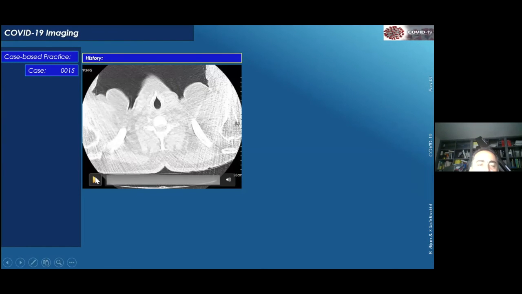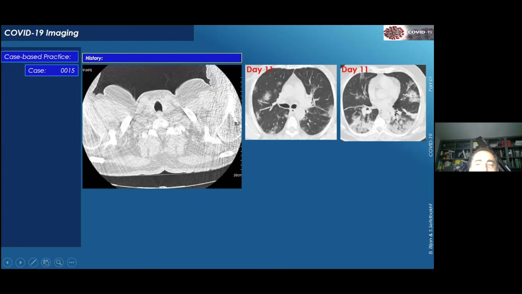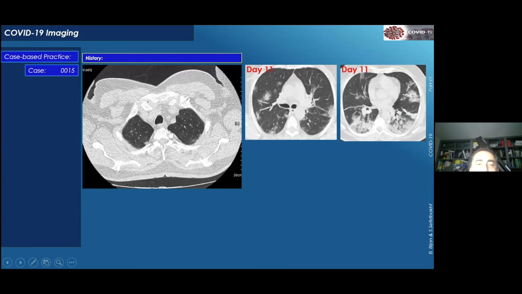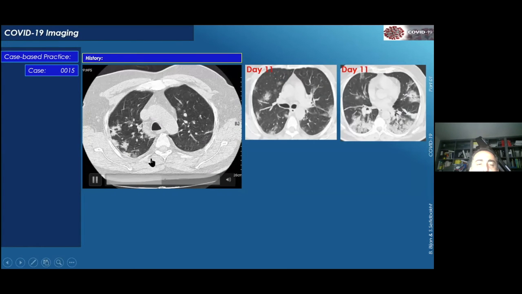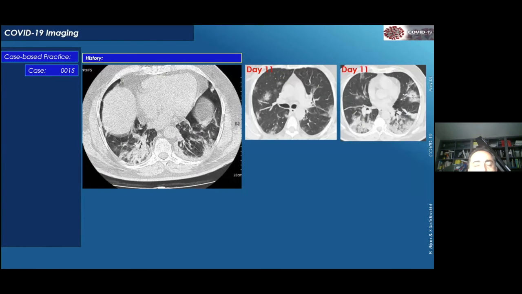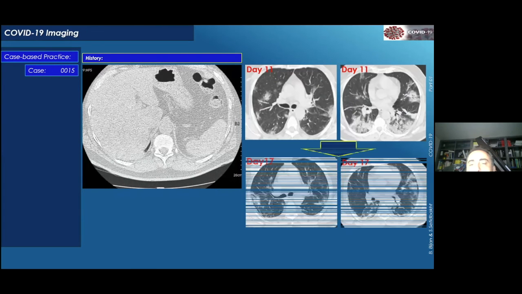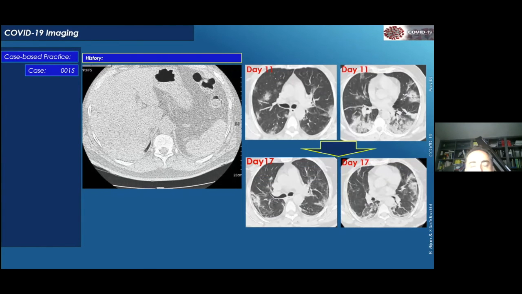Let's take a look at this case, for example. This is day 11 of the disease. So as you see here, there are bilateral patchy ground glass opacity areas. Many of them show areas of fibrosis and dense material inside of them. So this is day number 17. So how would you report this?